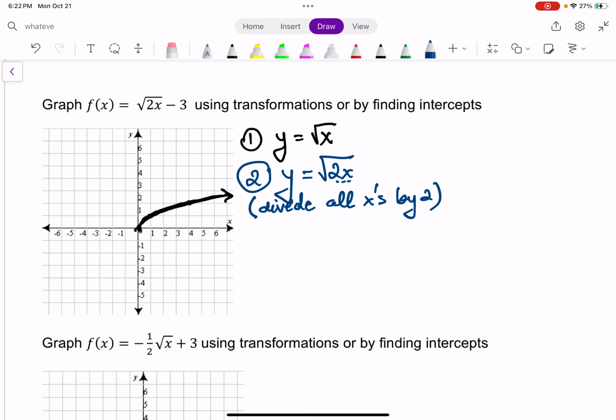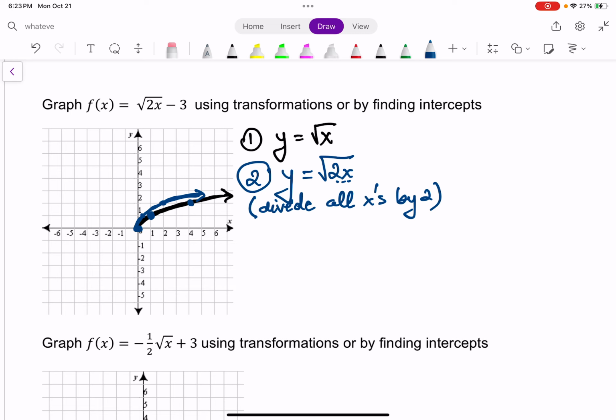So we always do the opposite. Now this x coordinate is a 0, so it stays a 0. This x coordinate here is a 1, so it goes to a half. This x coordinate is a 4, so it goes to a 2. So what's happening is that the graph gets compressed horizontally by a factor of 2. So it gets squished in towards the x-axis.